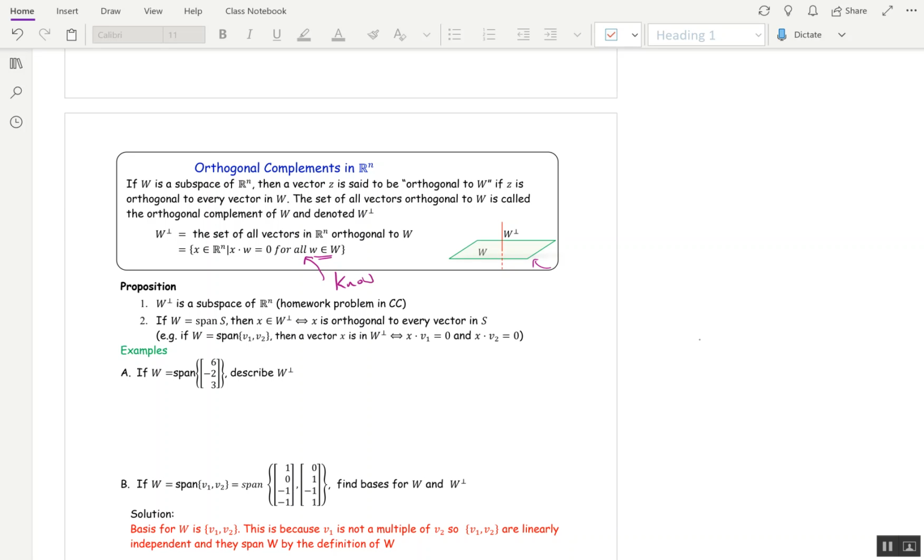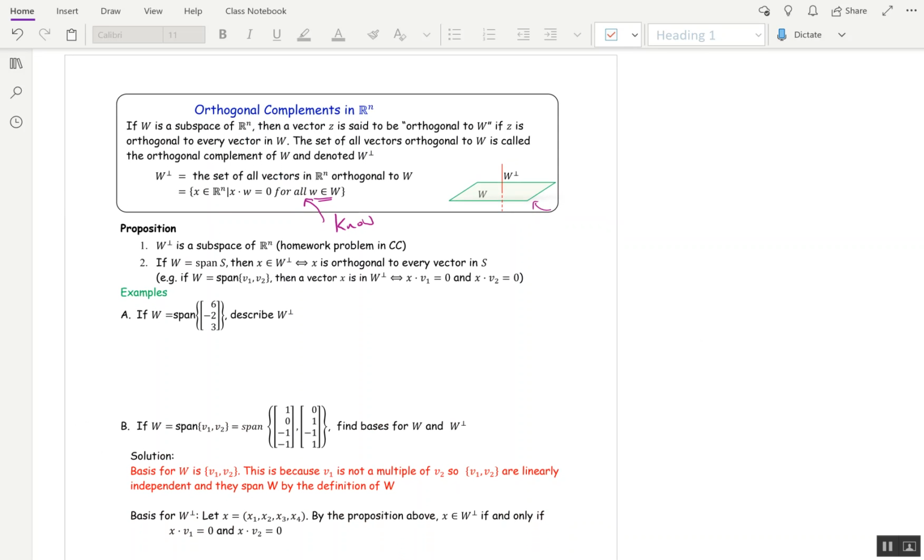And we have a proposition here that tells us two things. W perp is a subspace, and that's a homework problem in my math lab. And the second part of the proposition says, if W is spanned by a set of vectors, let's say v1 and v2, then to see if a vector is in W perp, you don't have to dot that vector with every vector in W, which is infinitely many vectors. You only have to dot it with the two vectors that span W to see if that's 0. So x is in W perp if and only if x dots to 0 with the vectors that span W.